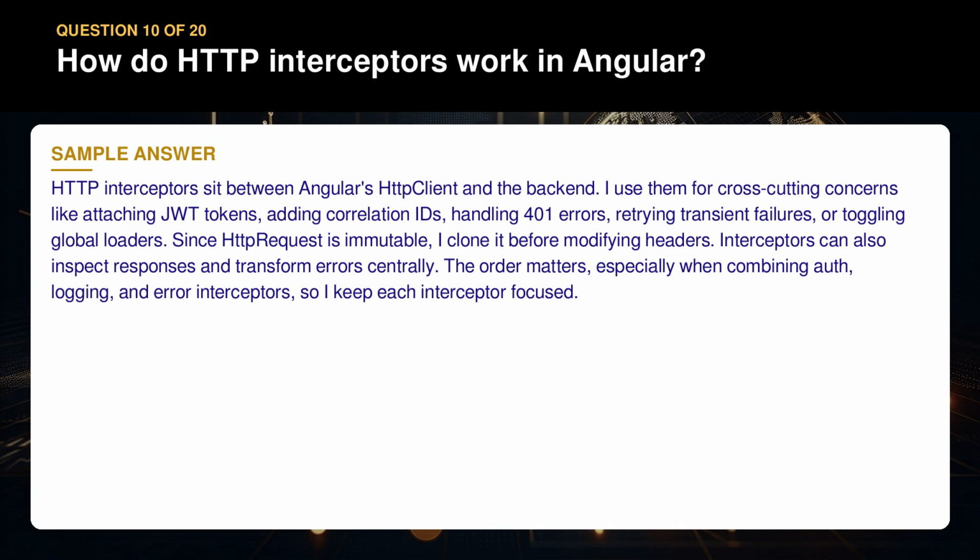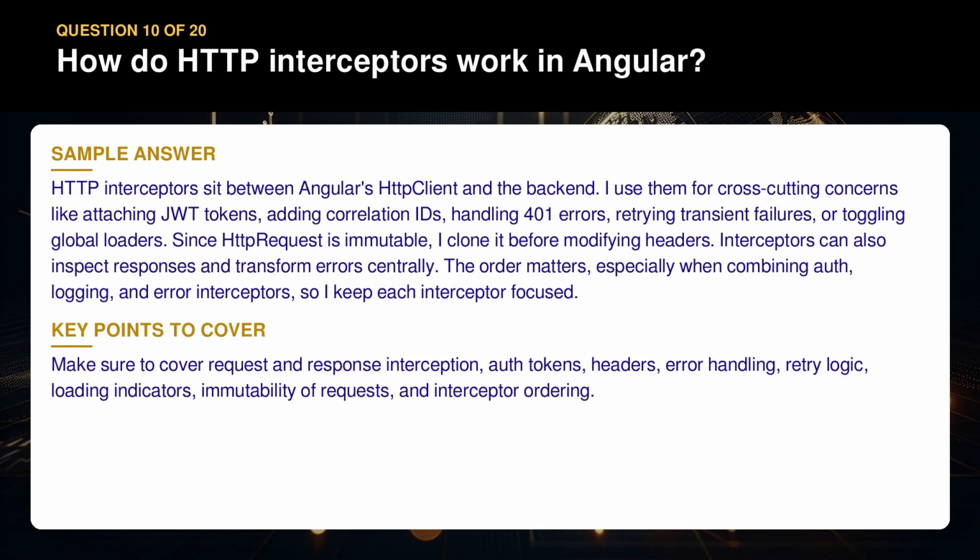Interceptors can also inspect responses and transform errors centrally. The order matters, especially when combining auth, logging, and error interceptors, so I keep each interceptor focused. Make sure to cover request and response interception, auth tokens, headers, error handling, retry logic, loading indicators, immutability of requests, and interceptor ordering.